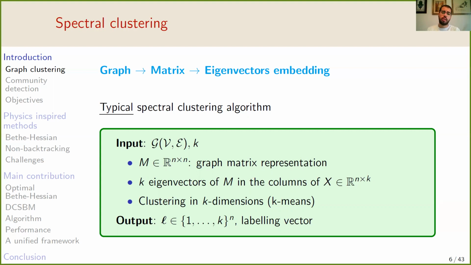Then once we have the matrix M, we compute K of its eigenvectors, and we store them in the columns of a tall matrix X of size n, the number of nodes, times K, the number of clusters. Each row of this matrix corresponds to a node and is a vector in K dimensions, which is the feature vector. Once we have projected each node to a point in a multidimensional space, then we can run some clustering algorithm such as k-means, and we return the labeling vector.